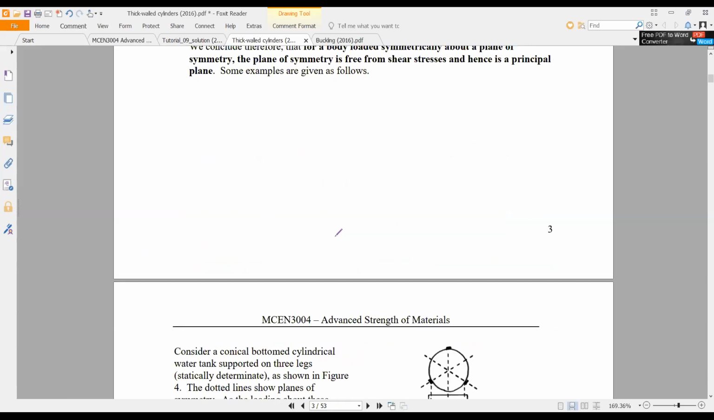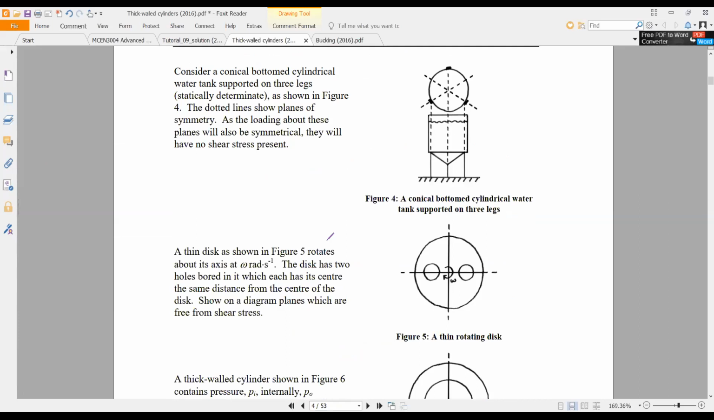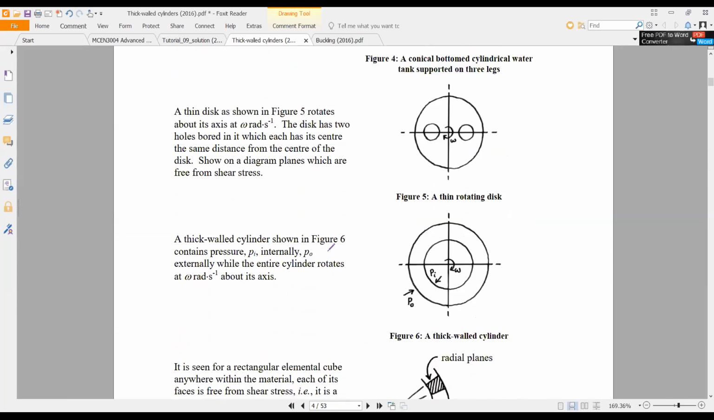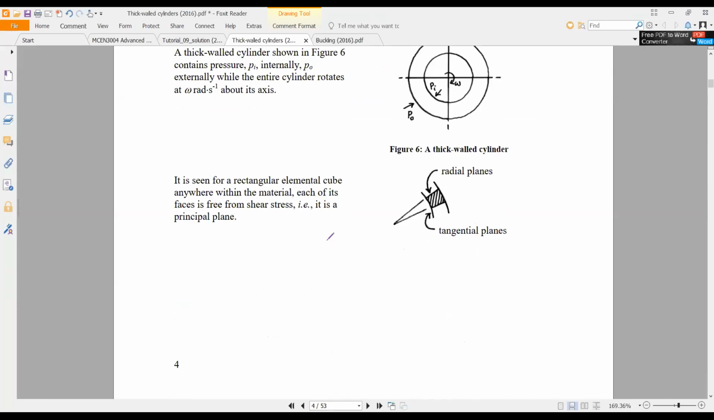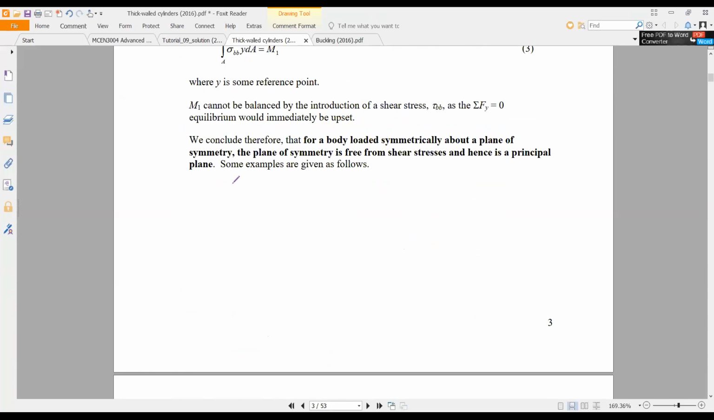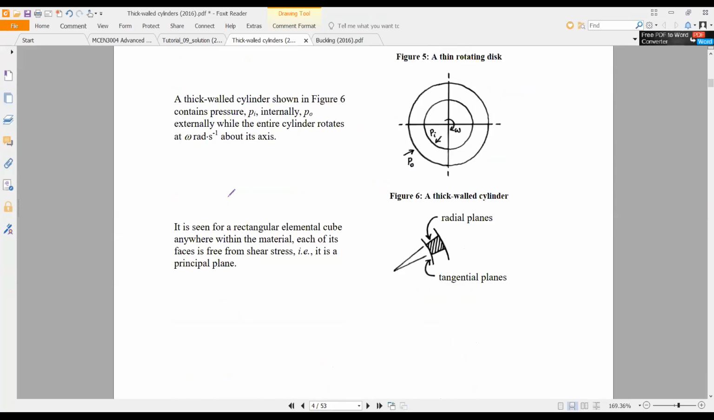So you should know the meaning of principal stress and principal plane. I explained this in the second lecture, I think, the very beginning of the semester. So now we know the load applies on the symmetrical plane, so don't ask why at the symmetric plane we don't introduce shear stress. Now we know the reason.